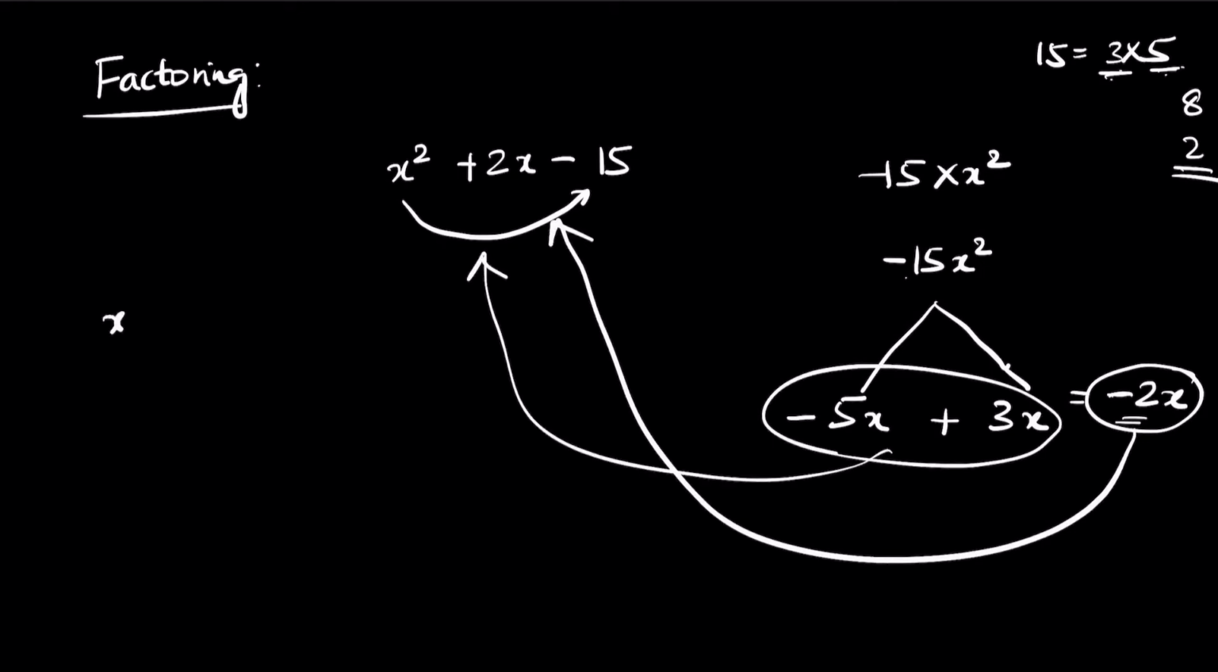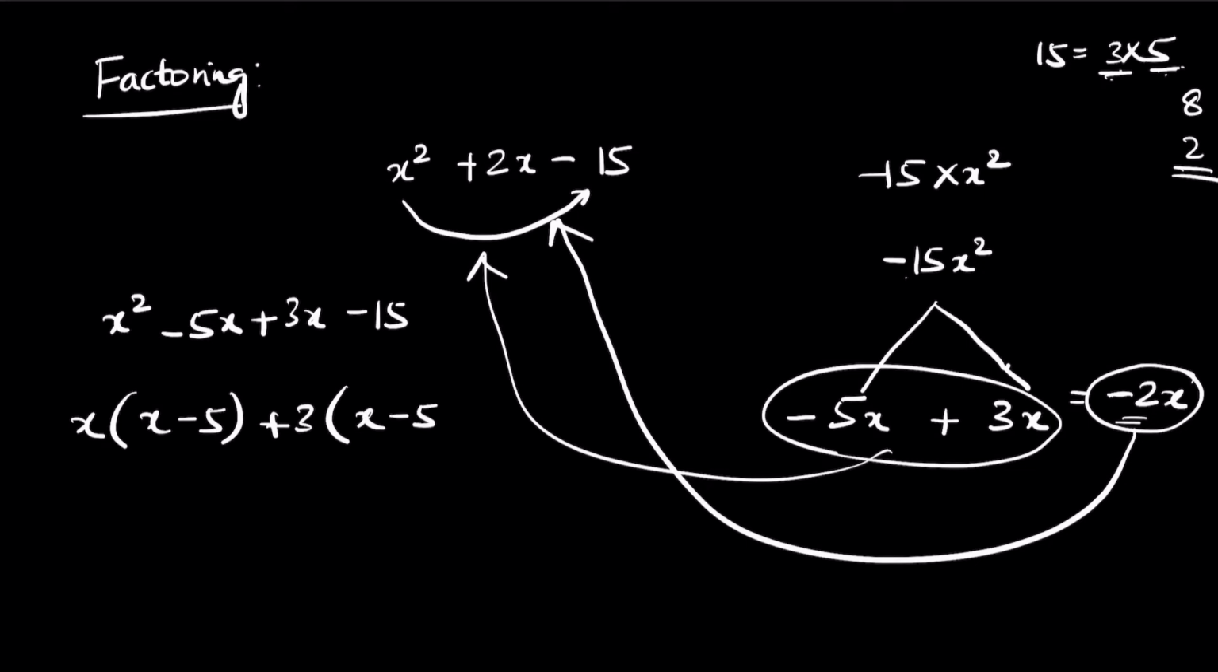So you write x square minus 5x plus 3x minus 15. So take x out, you get x minus 5, plus take 3 common, that gives you x minus 5. So x minus 5 is common, so take x minus 5 common, that gives you x plus 3. So this is how you can split it. This is the idea behind the way we split the problem. So I hope you understand this.